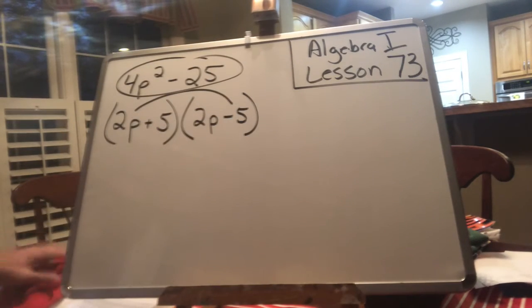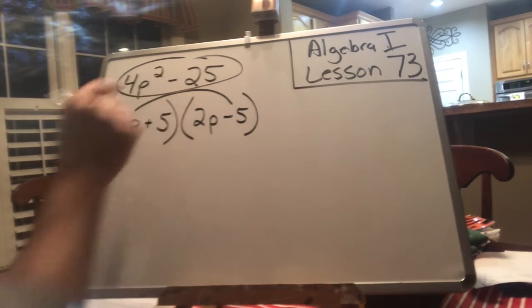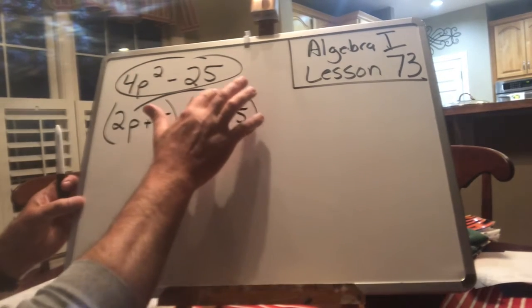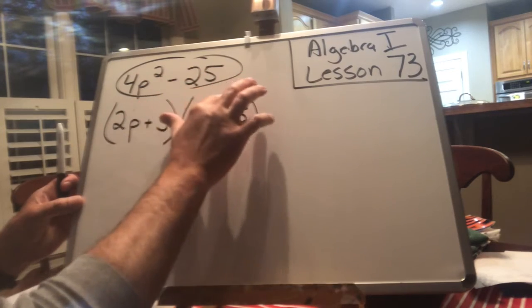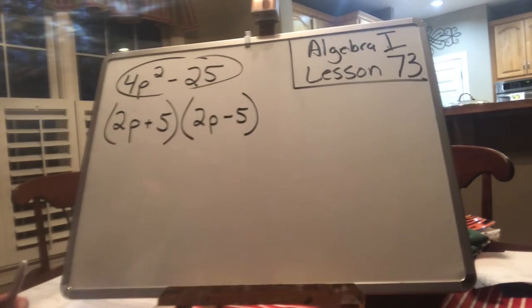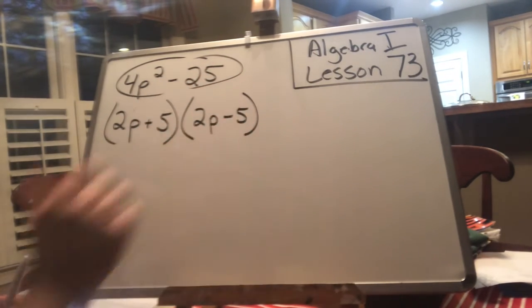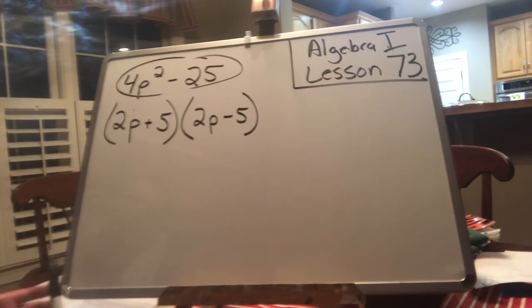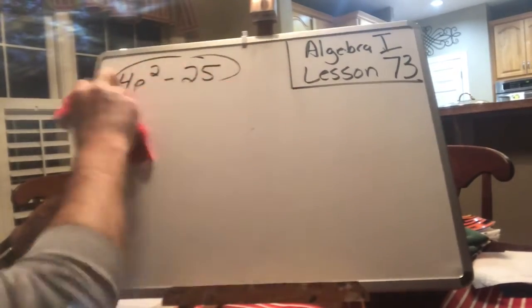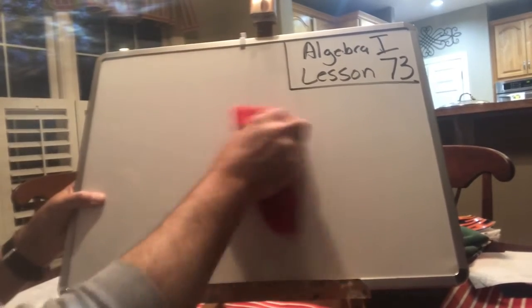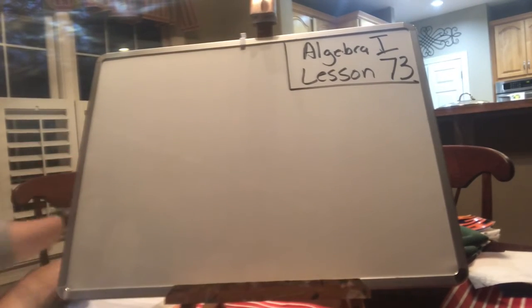So if I'm factoring the difference of two squares, this original problem, my final answer is going to be 2p plus 5 times 2p minus 5. And that's how I factor the difference between two squares. I wanted to do a couple more examples of this problem.